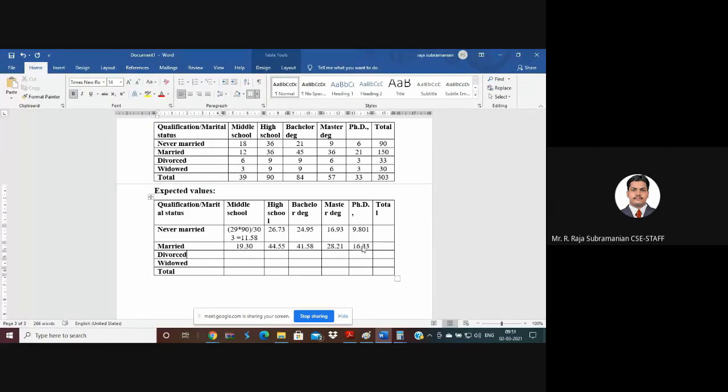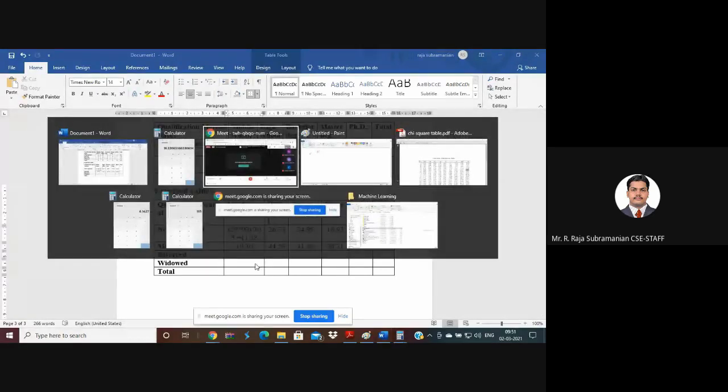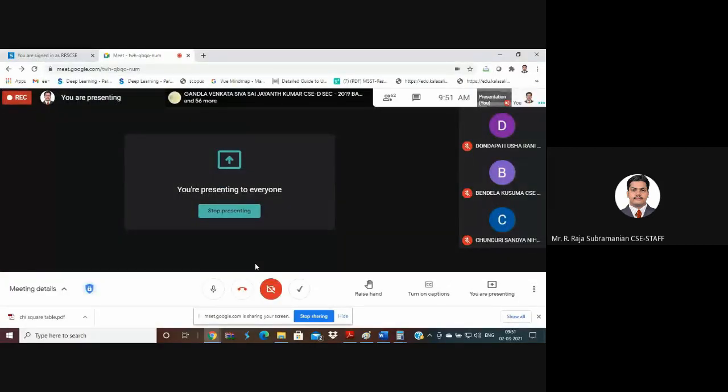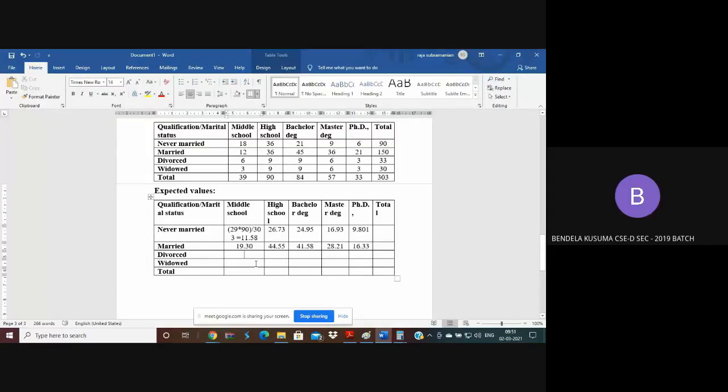I have completed this. Can anyone say what will be the divorced here? Has anyone calculated the divorced? Anyone? 39 gives 4.24. 4.24. Next, 90 into 33 divided by 303, 9.801.